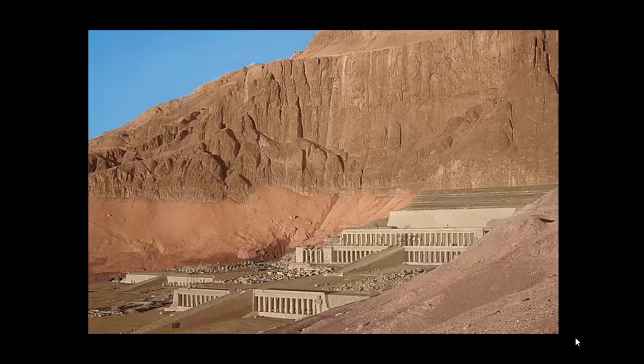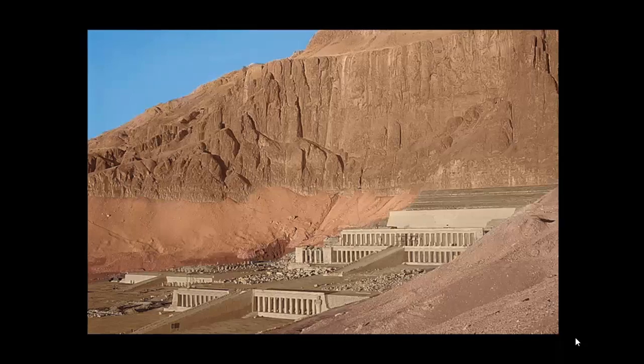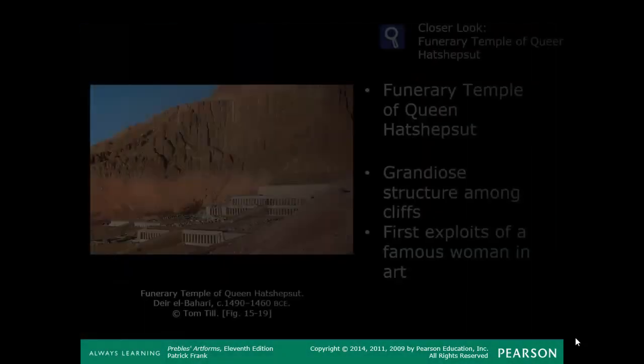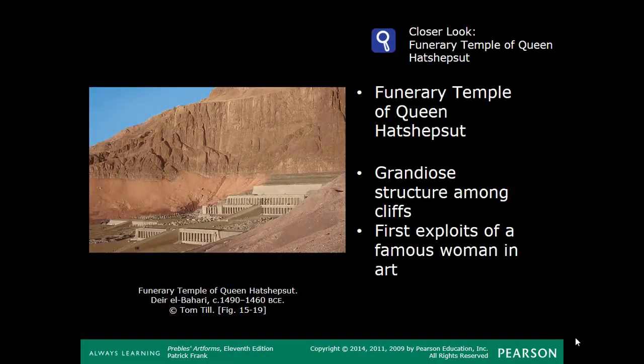And we can't really see it from this perspective, but if you can imagine zooming in to this early step temple, you can see statues, and they're very tall. And this is the funerary temple of Queen Hatshepsut. Hatshepsut is one of the many famous queen pharaohs from ancient Egypt. And this was made in 1490 BCE.